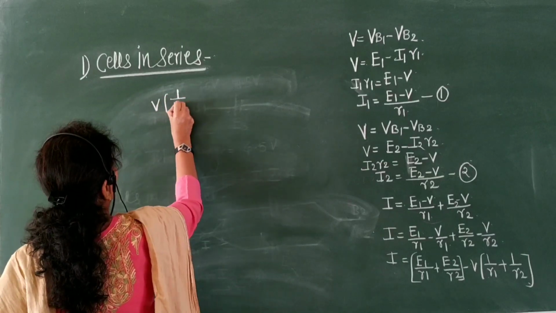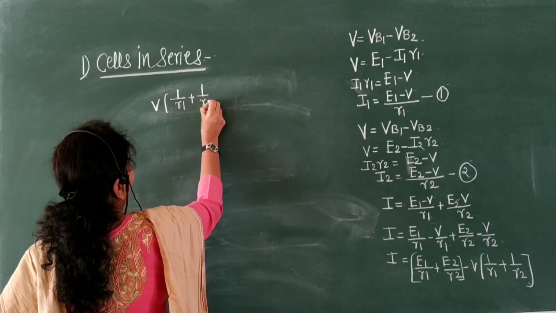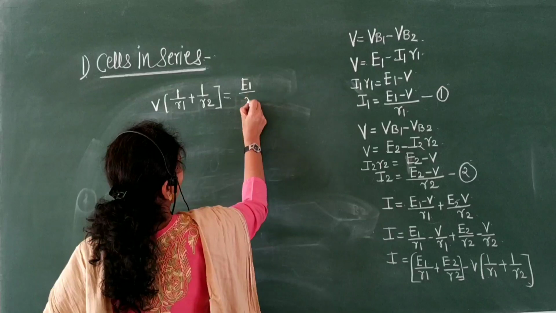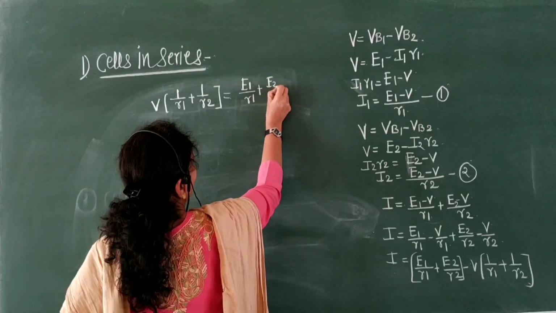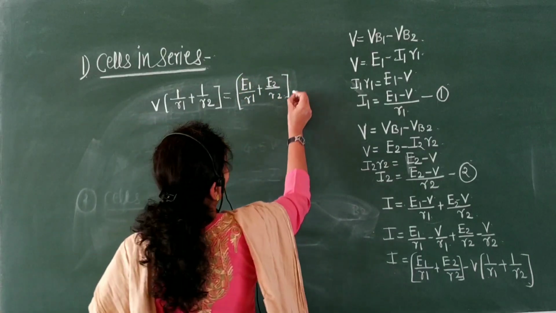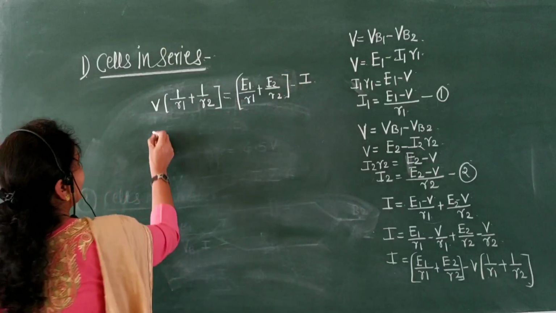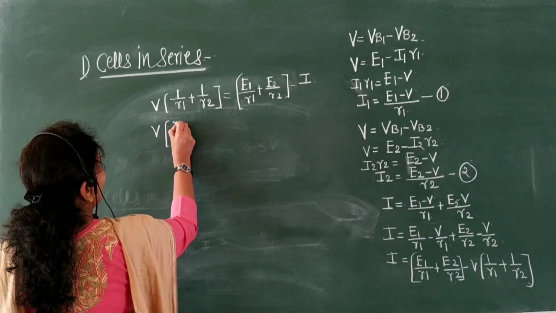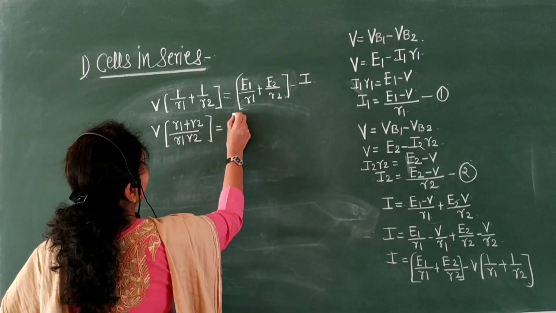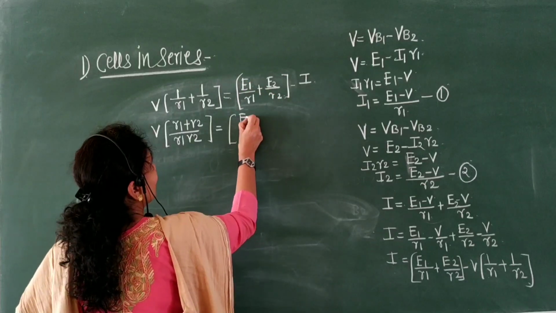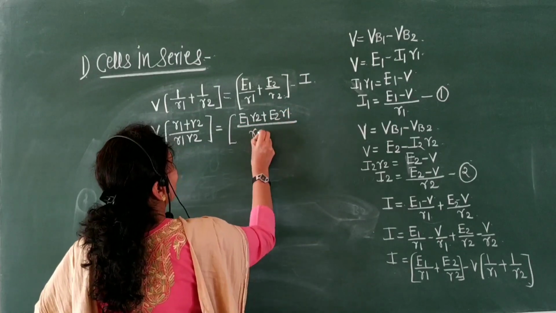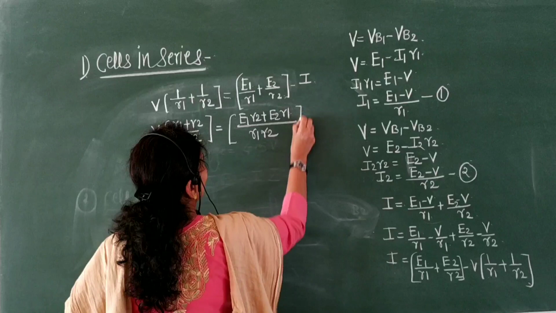Then take this term here, then what we get: V times 1 upon R1 plus 1 upon R2 is equal to E1 upon R1 plus E2 upon R2 minus I. Okay, therefore V, this is R1 plus R2 upon R1 R2, is equal to E1 R2 plus E2 R1 upon R1 R2 minus I.